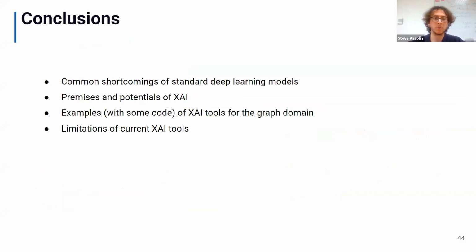I would like to give some conclusions. So to recap a little bit what we have seen so far, and then I will be happy to take your questions. We have seen the common shortcomings of standard deep learning models. I tried to convince you about the premises and the potential of explainability as a whole, considered in general terms. And then we saw some examples with some code of explainability tools for the graph domain. And also we discussed briefly the limitations of the current explainability tools.